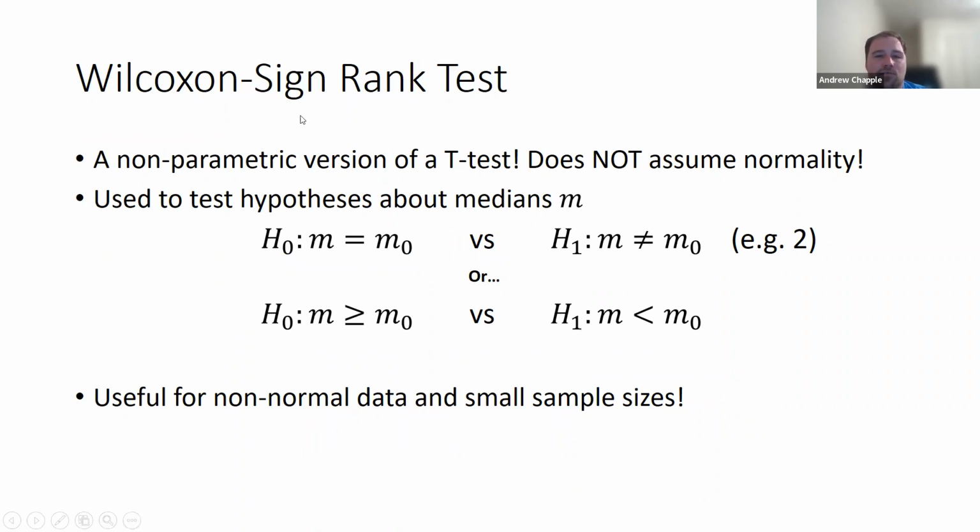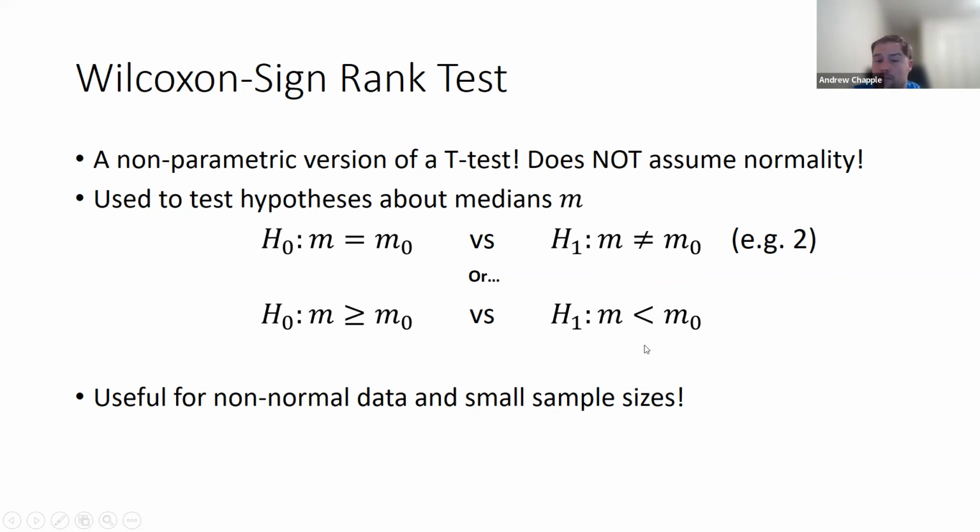So this is a Wilcoxon rank sum test. It's a non-parametric version of a t-test, and it's used to test hypotheses about a median instead of a mean. So you could have the null, the median is equal to mu 0 versus the median is not equal to mu 0. So the median height gain is equal to 2 versus not equal to 2, or that the median is bigger than mu 0 versus the median is less than mu 0.